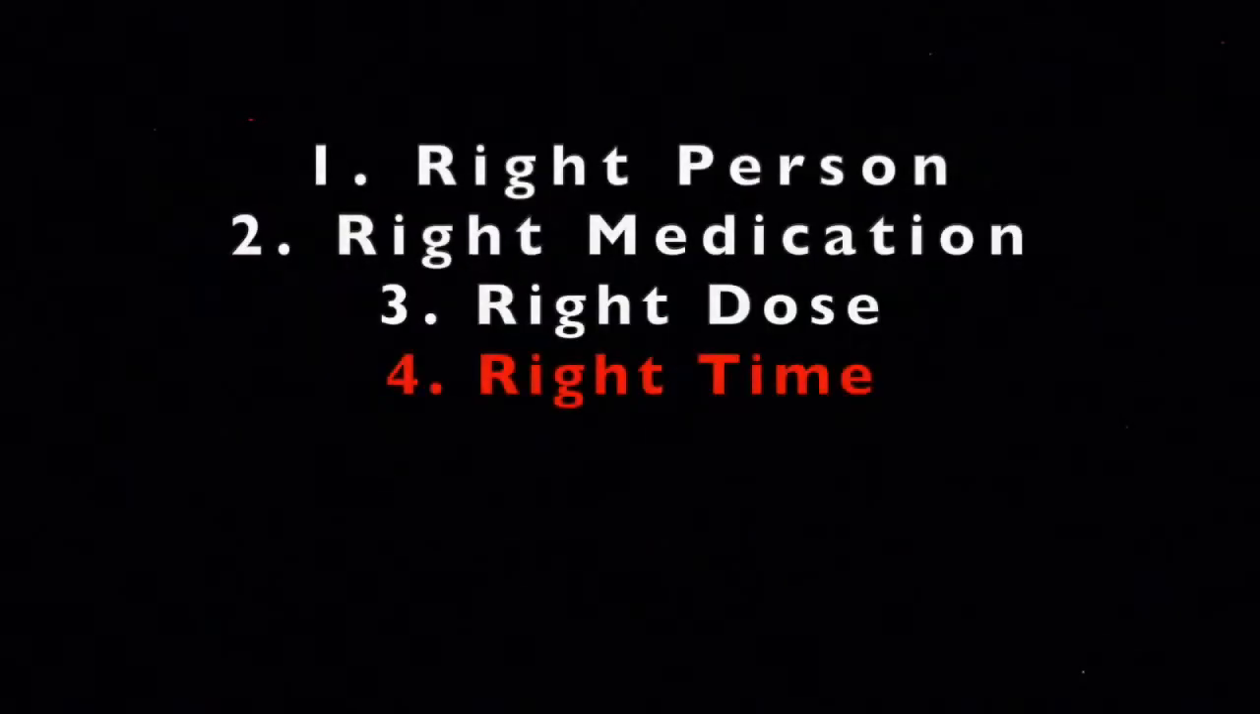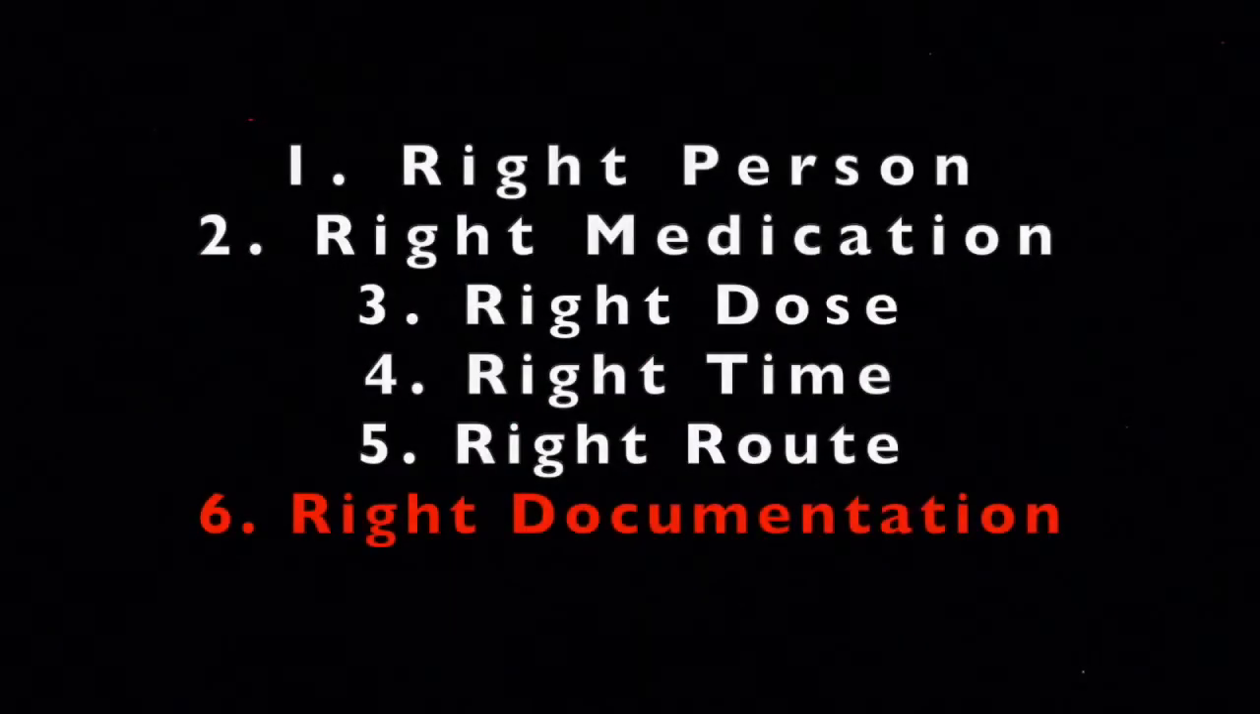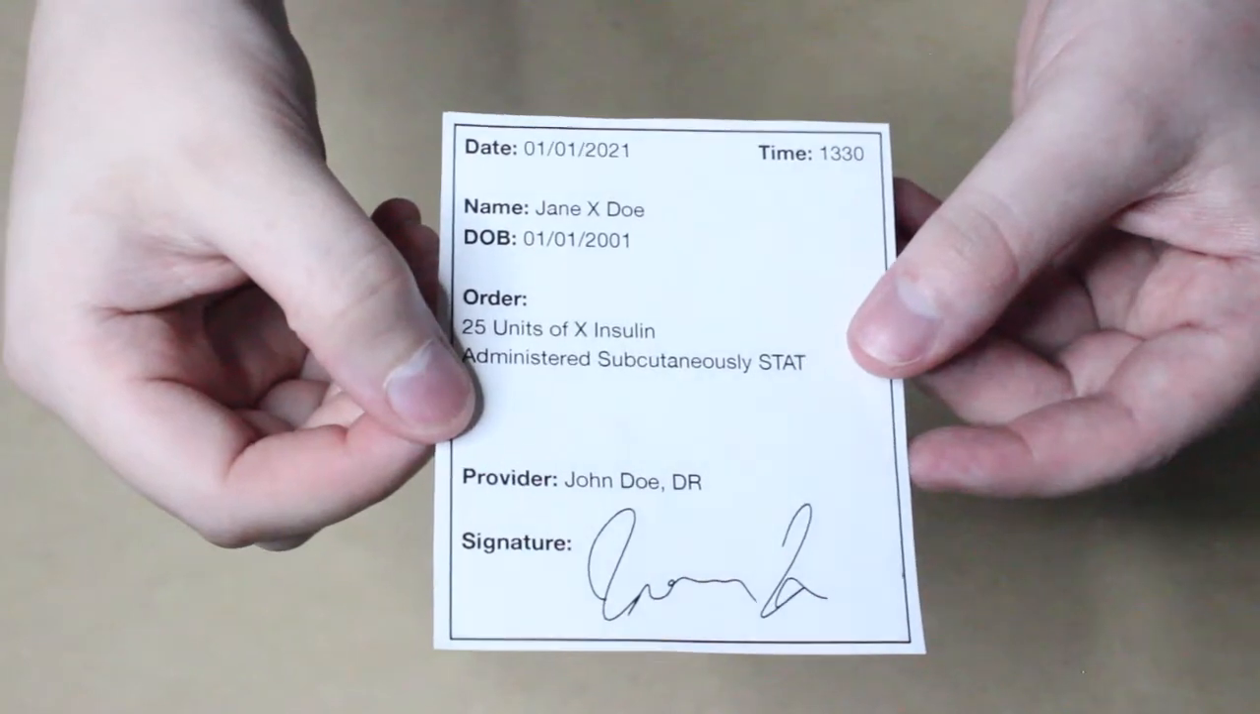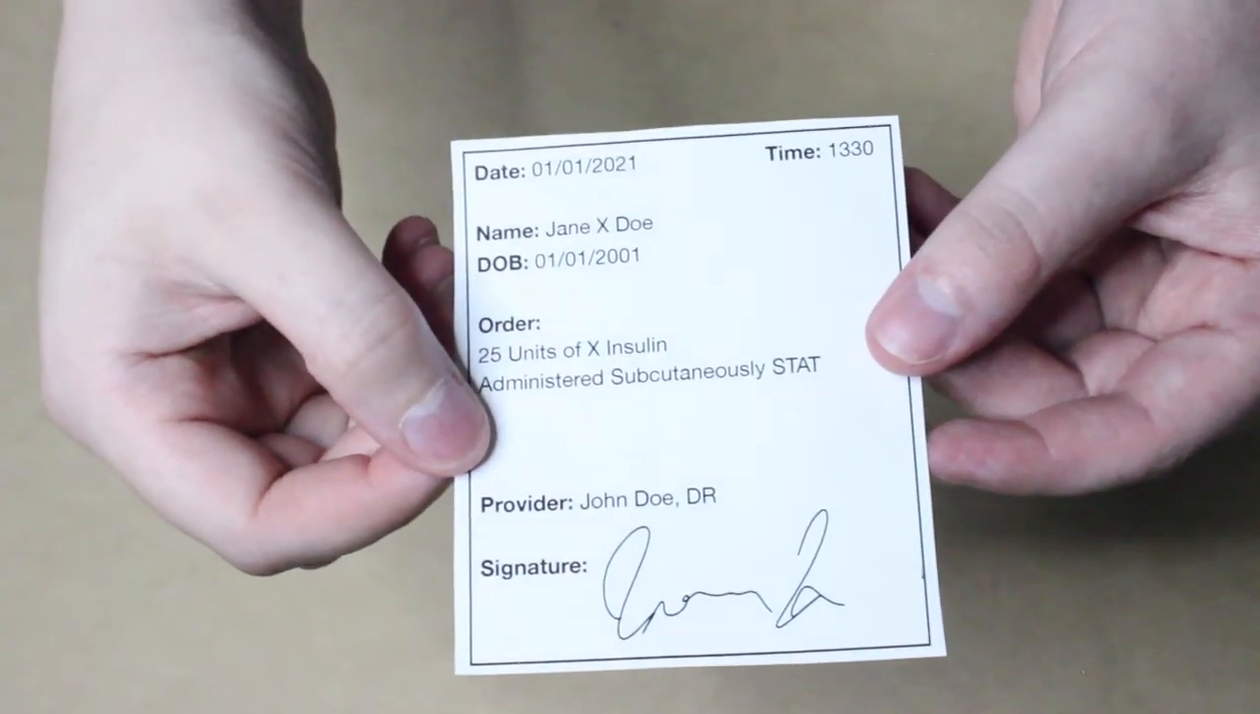Like with any medication, you should know and review the 6 rights of medication administration before giving an injection. These 6 rights help reduce any medication errors, and the 6 rights are right person, right medication, right dose, right time, right route, and right documentation. You also want to verify the provider's orders, which you must have in order to administer medication.